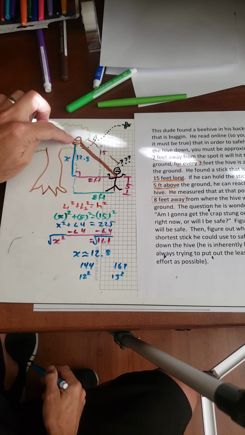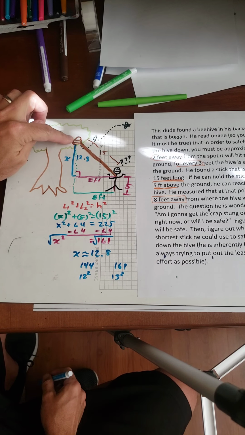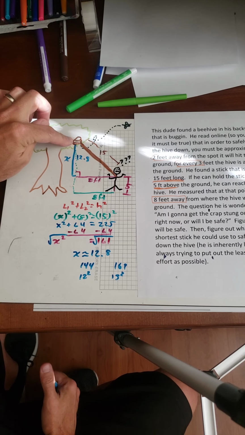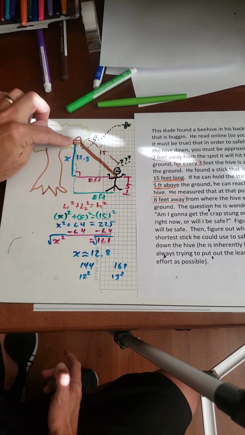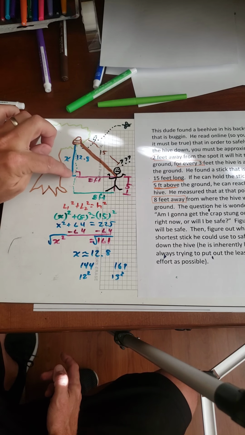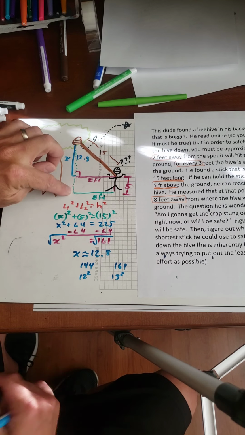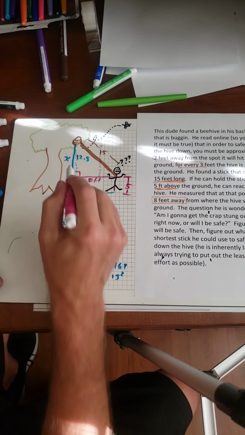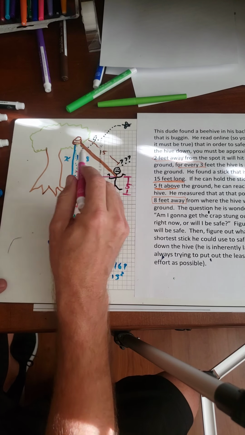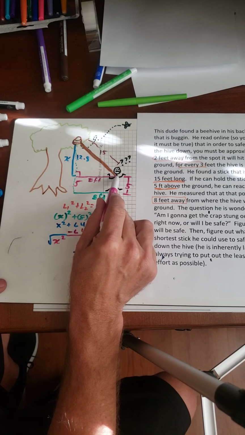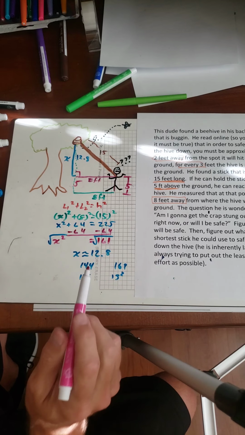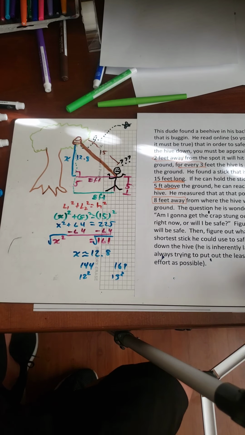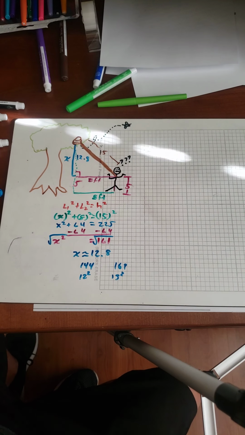So is that the height of the beehive? Is the beehive 12.8 feet high? Well, it's 12.8 feet high above here, but from here to here is how far? Well, that's that 5 feet over there. So this side is also 5 feet because I'm holding this stick 5 feet above the ground, which means the total height off the ground, I don't need this any longer.